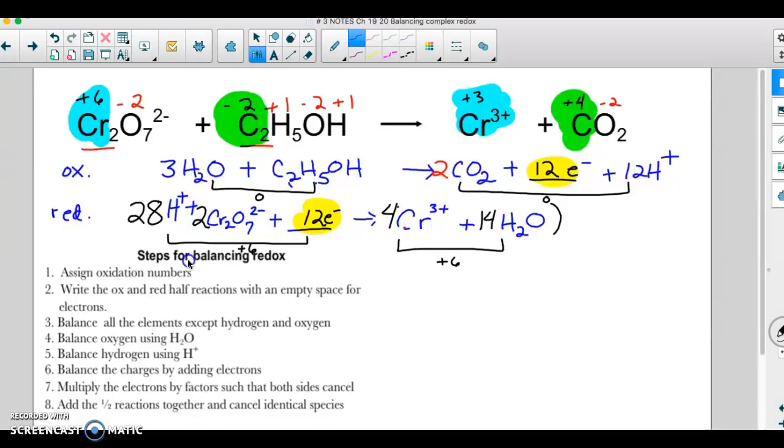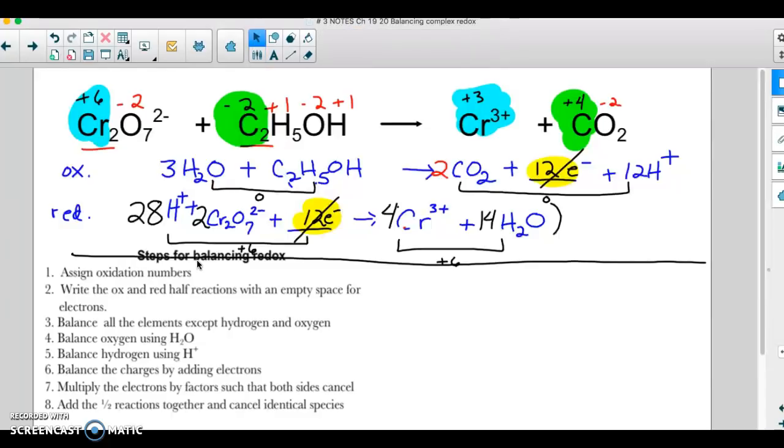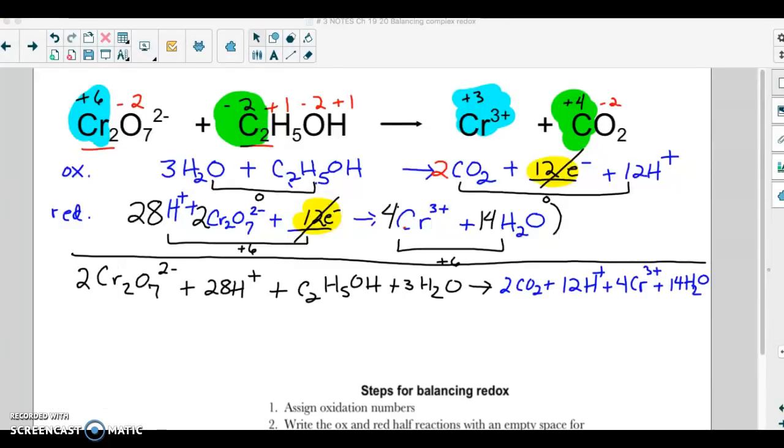And I want you guys to try this also. We'll pause one more time. When you're adding, we know that we're going to cancel our electrons, and then we're going to simplify any like terms that will cancel out. Okay, so we cancel out the 12 electrons, and now we're ready to add everything.